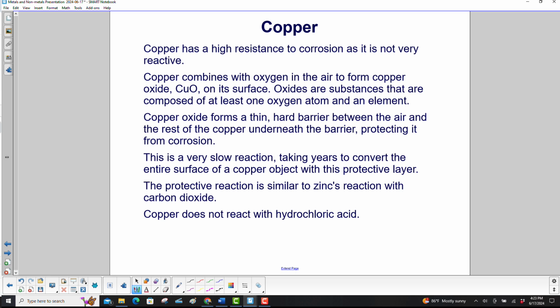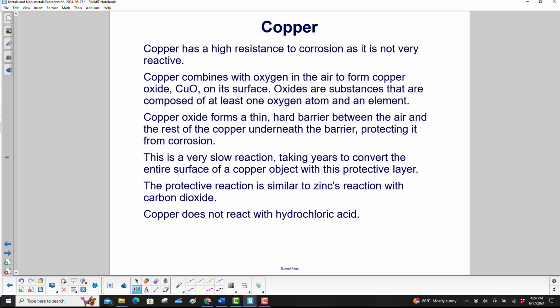Copper combines with oxygen in the air to form copper oxide on its surface. Oxides are substances that are composed of at least one oxygen atom and an element. Copper oxide forms a thin, hard barrier between the air and the rest of the copper underneath the barrier, protecting it from corrosion. This is a very slow reaction, taking years to convert the entire surface of a copper object with this protective layer. The protective reaction is similar to zinc's reaction with carbon dioxide.